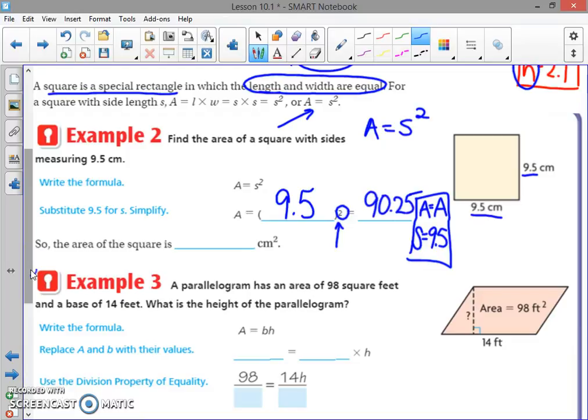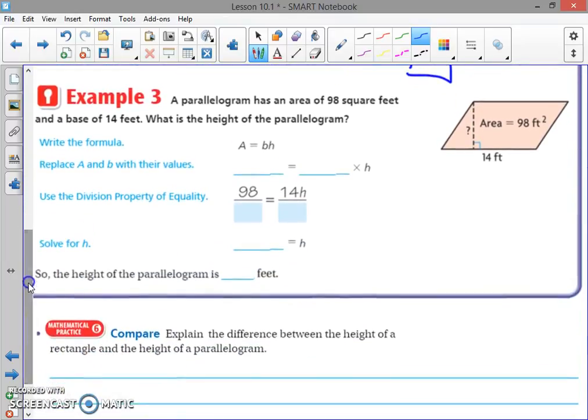Remember, 9.5 squared is not 9.5 times 2. So if you do use this formula for the area of a square and you're squaring it, we want to see that you remember that it's 9.5 times 9.5. So you can put that right underneath. So the area of the square is 90 and 25/100 centimeters squared, because when we're dealing with area, we use squared or to the second power.